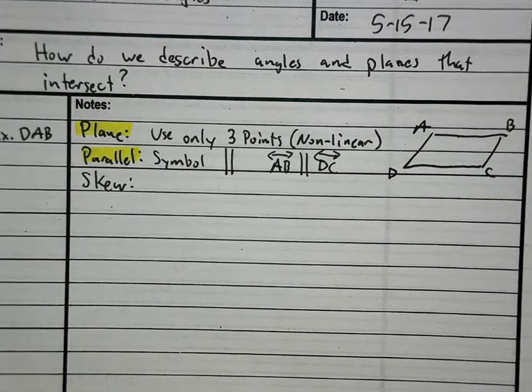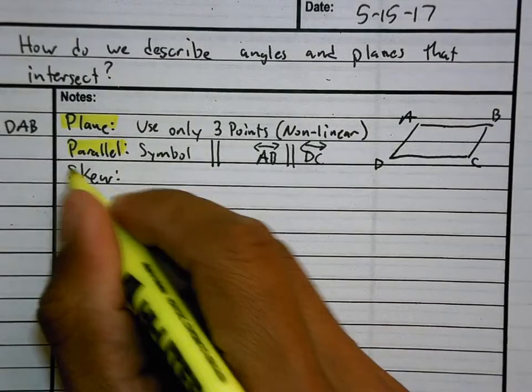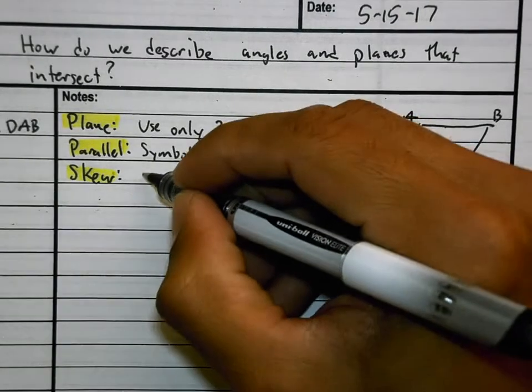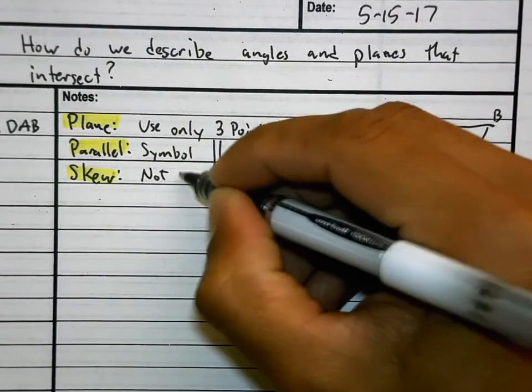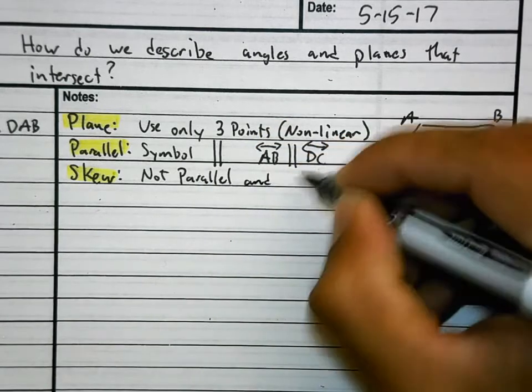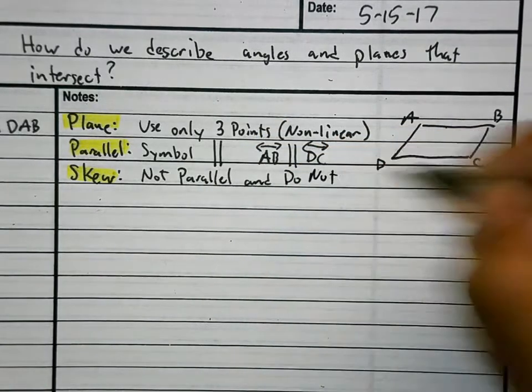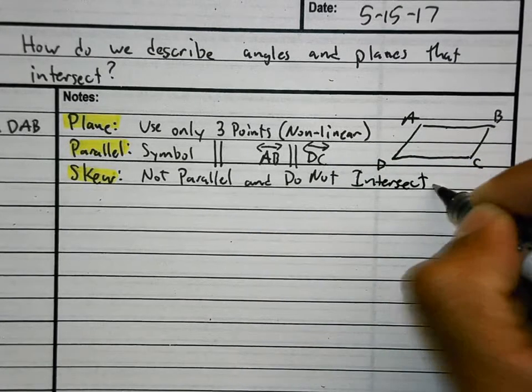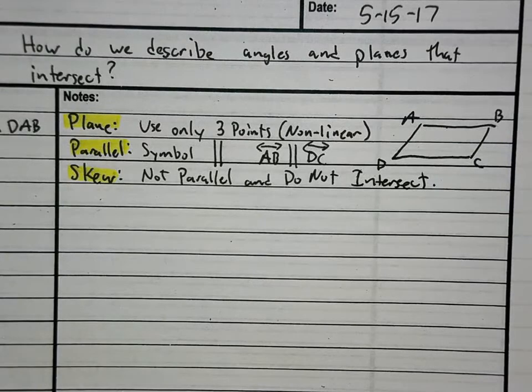The last word that you need to know is the word skew. Skew means not parallel and do not intersect. Skew lines are not parallel and they do not intersect.